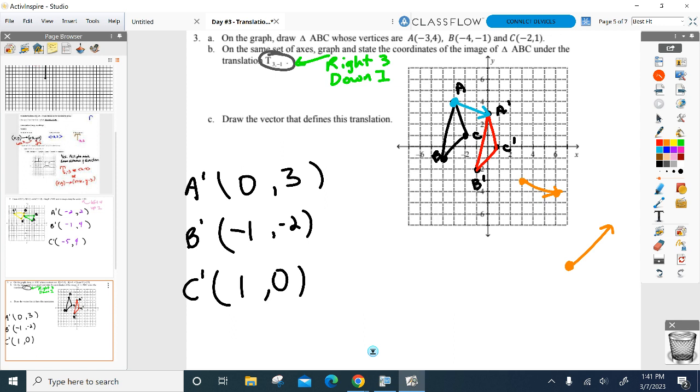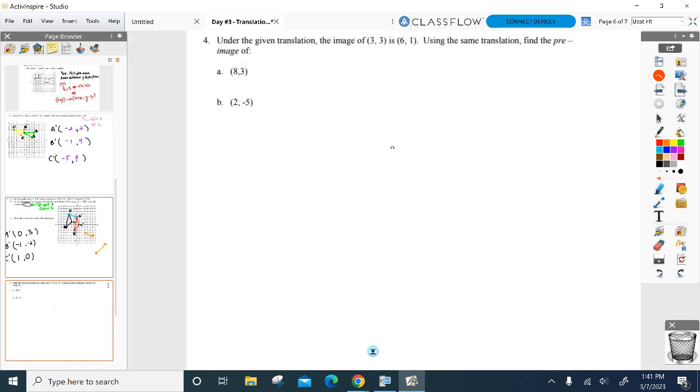All good? All right, I don't know if this is going to be tricky for you guys, but let's go backwards. So here's what I'm doing here. I went from 3,3 to 6,1, and I'm telling you it's a translation. So you guys know automatically I must have gone up, down, left, or right. 3,3 to 6,1. Whatever that rule is, I want you to apply it, but look at the directions.